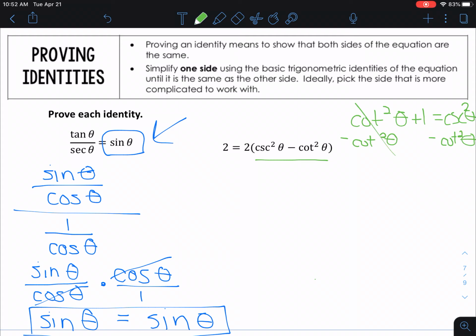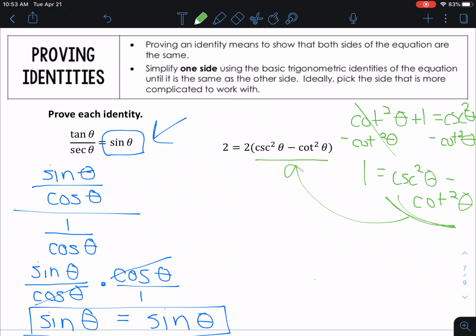okay, these would cancel, and I would end up with 1 equals cosecant squared theta minus, I'm running out of room here, so I'll just write it, cotangent squared theta. So now this right here is actually what it says right there. So according to what I just wrote, cosecant squared theta minus cotangent squared theta is equal to 1.